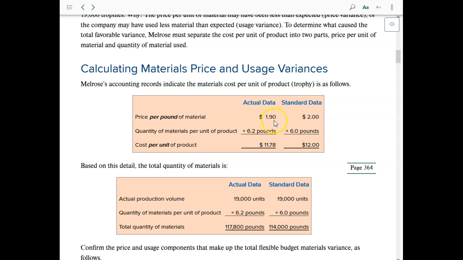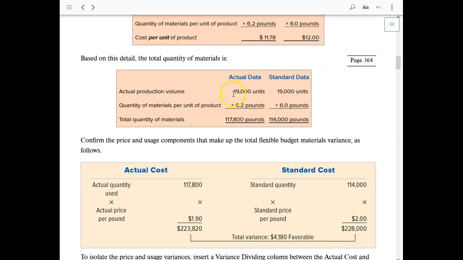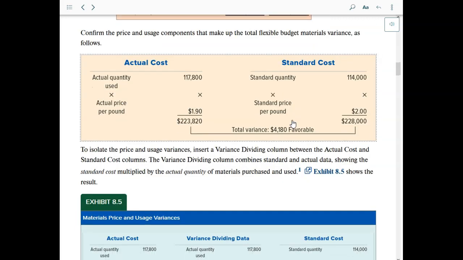We paid less, but used more pounds per unit. We thought we would pay $2. We thought we'd use 6 pounds. We paid $1.90, used 6.2 pounds per unit. And the actual production volume, at this flexible budget level, was 19,000, actual produced 19,000. Here's the quantity. We used 117,800 pounds actually. We thought we were going to use 114,000 pounds based on the budgeted standard cost data and standard usage data.